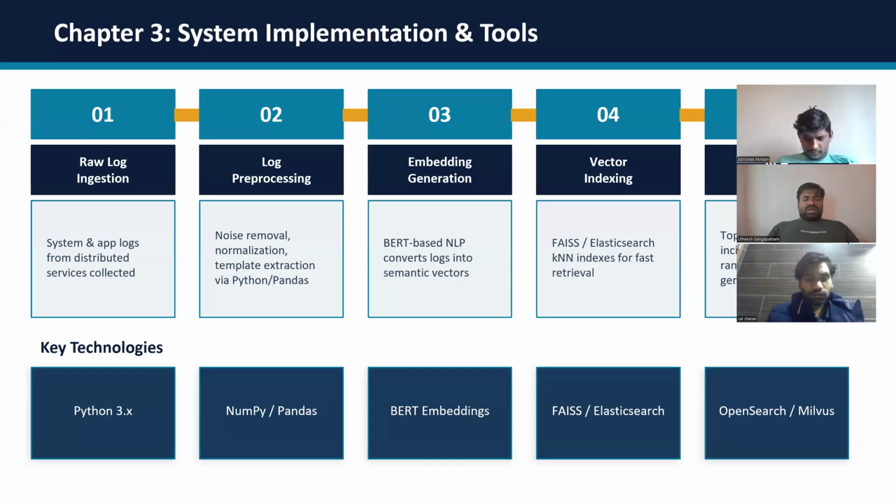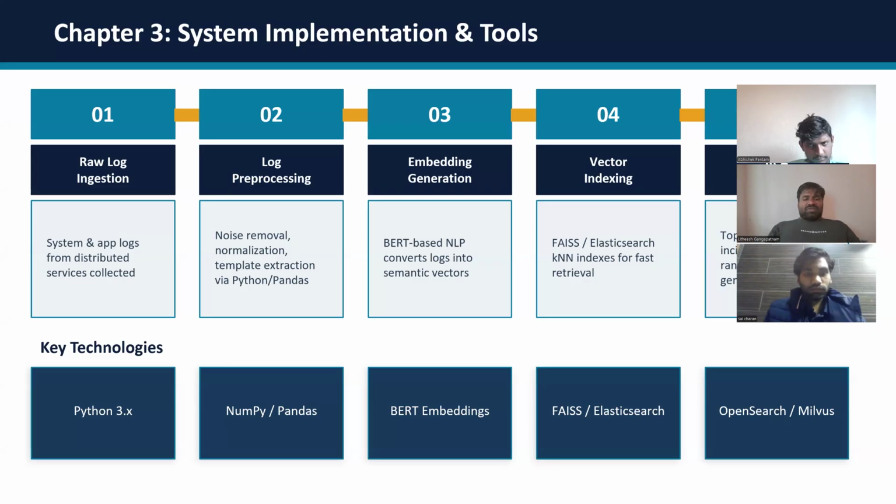Stage three is embedding generation. We use BERT-based NLP models to convert each log entry into semantic vectors. This is the key step. Instead of matching exact words, the system understands the meaning of the log. Stage four is vector indexing. We use FAISS and Elasticsearch KNN to index all embeddings for fast similarity search.